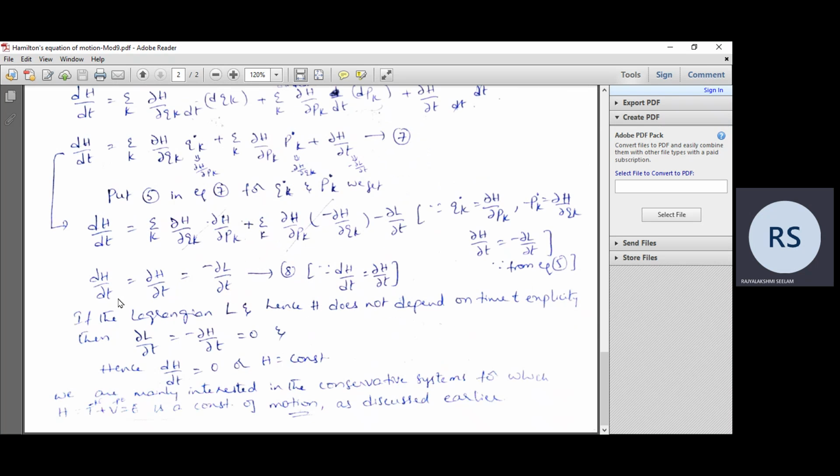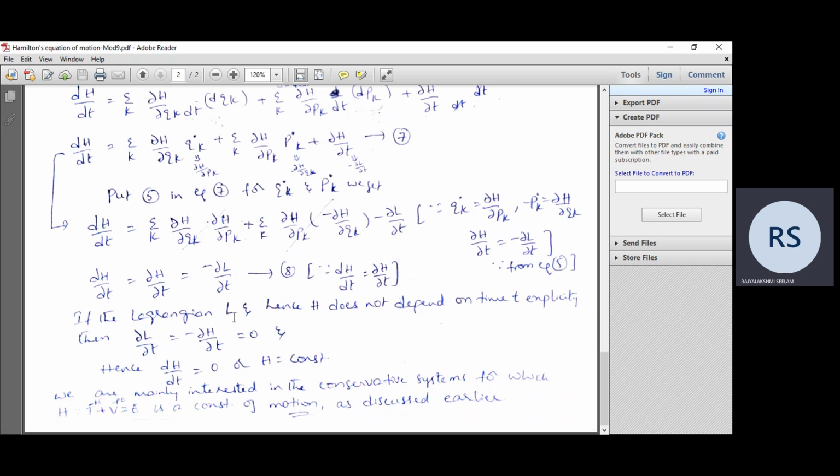Now, if you see, one is the negative term and the other is the positive term, so these two terms get cancelled. Dou H by dou pk times dou H by dou qk with a negative sign, and dou H by dou qk times dou H by dou pk positive, so these two terms get cancelled. So this term remained: minus dou L by dou t. So dH by dt, or we can say dou H by dou t, equals minus dou L by dou t. This is equation number 8.